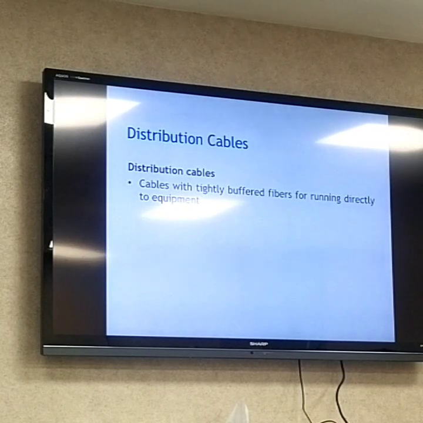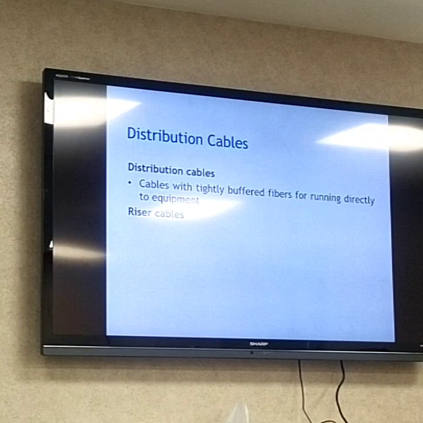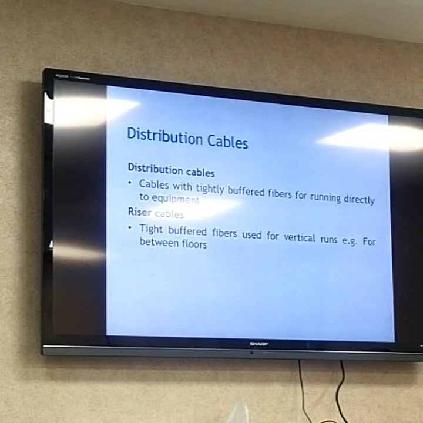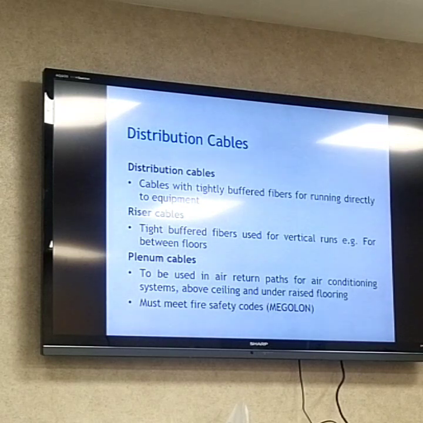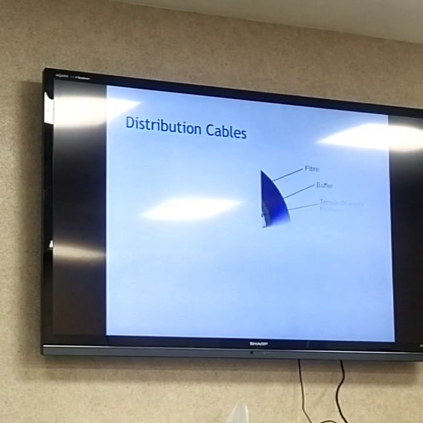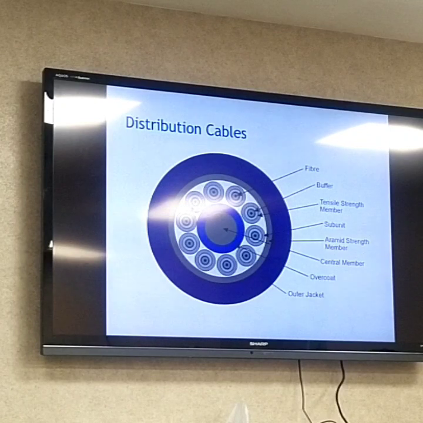Distribution cables. Cables with tightly buffered fiber for running directly to equipment. We have the riser cables. The riser cables are normally tight buffered fibers used for vertical runs, like between floors, from floor to floor. Yes, it's cable riser. Also, we have plenum cables. Plenum cables are used in air return paths for air conditioning systems, for example, above ceilings and under raised flooring, and they must meet the fire safety requirements. This is the construction of distribution cables.